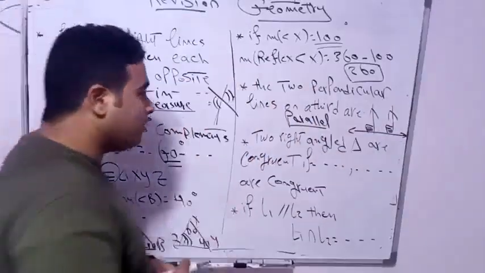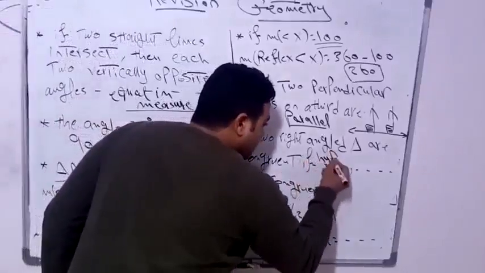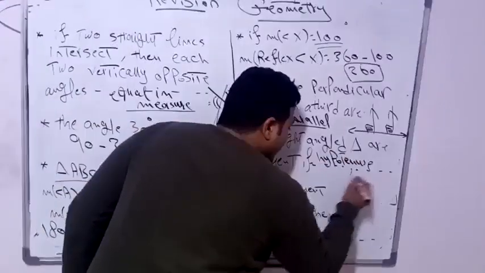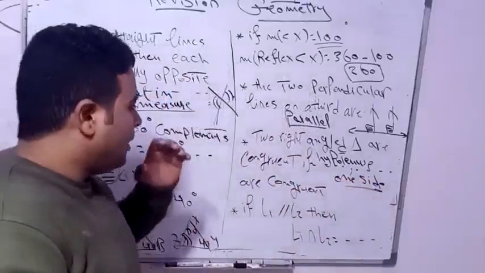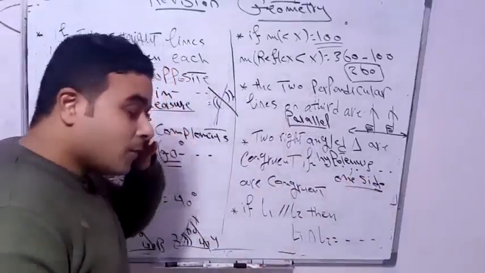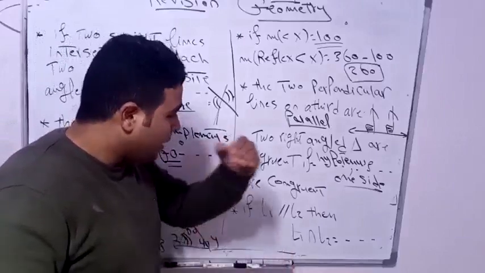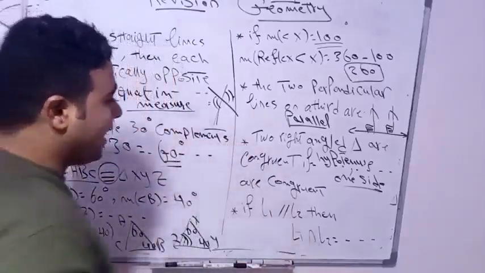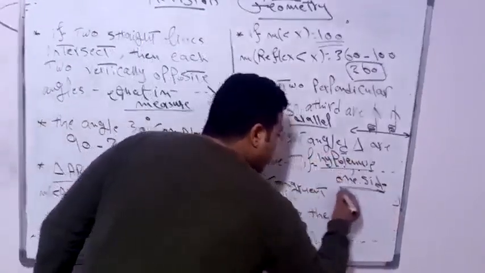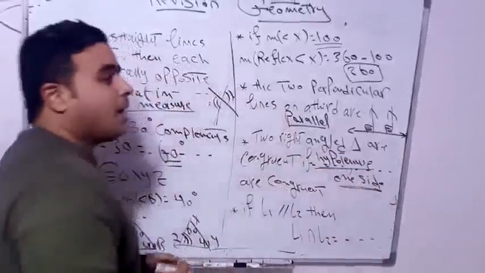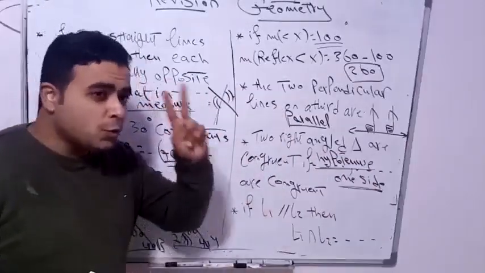My question now: two right-angled triangles are congruent if what? If I have the hypotenuse and one side of our triangle congruent with the corresponding parts of the second triangle. So we have two right-angled triangles, and now we have the hypotenuse and one side. If he asked you, I have two triangles congruent if two sides and what?